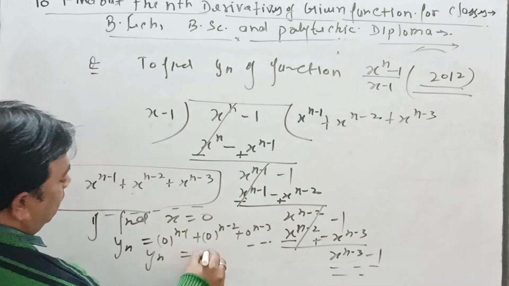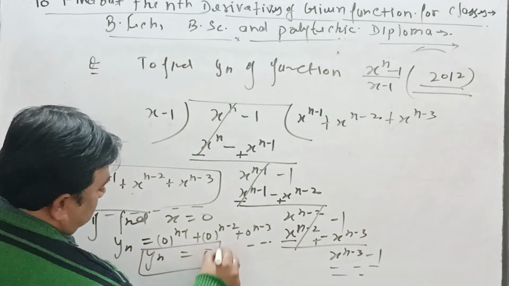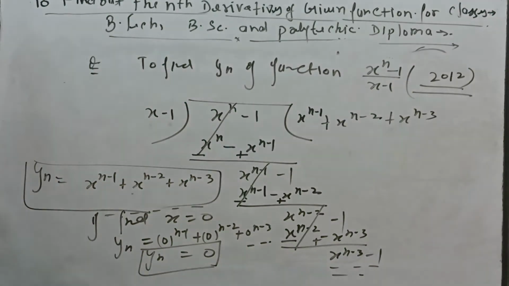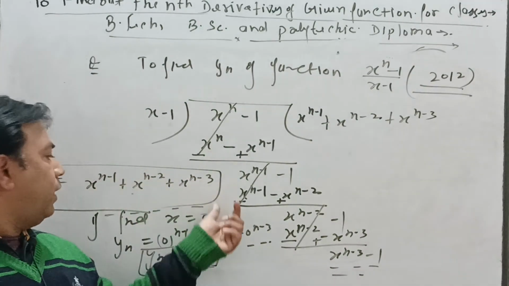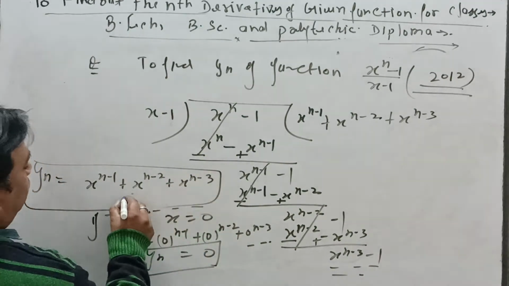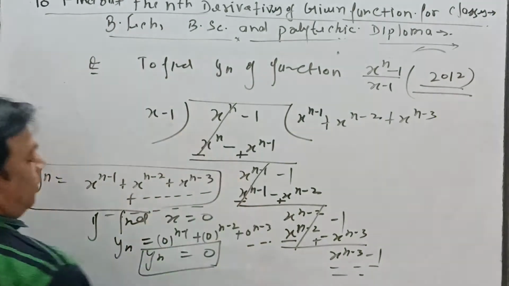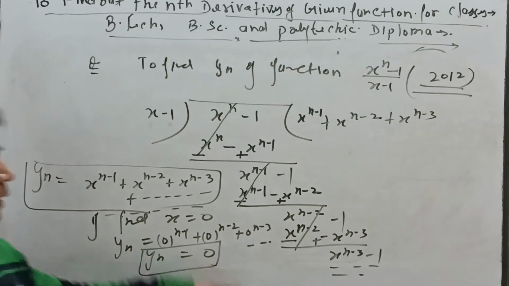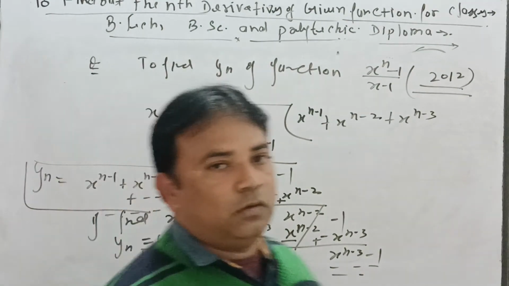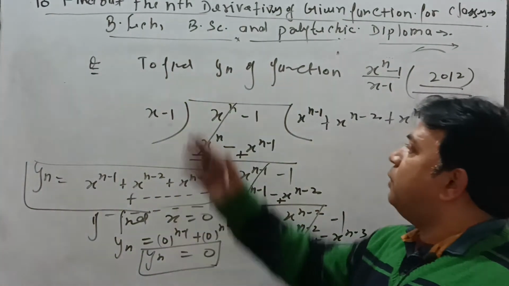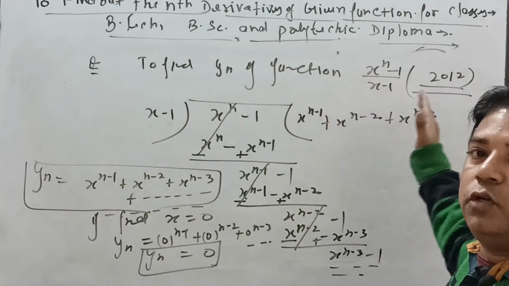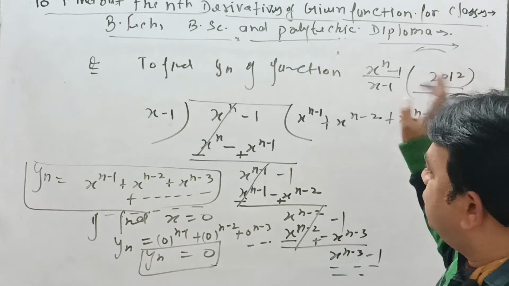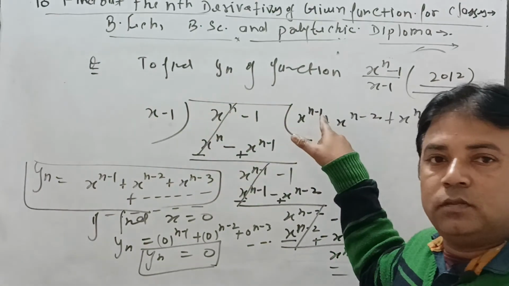So yn of 0 equals 0. Here you put x equal to 0, putting the value of x in place of this. So you find yn of 0 equals 0. This is the nth derivative of the given function. This cannot be found by the previous methods, by 1, by 2, by 3, and by 4. It is found only by this method.